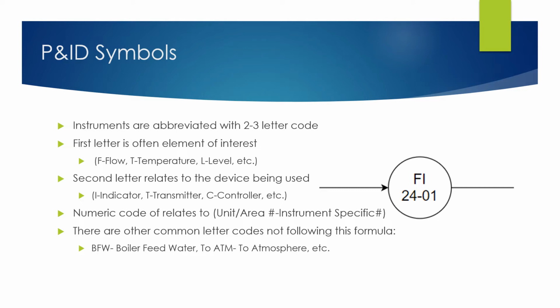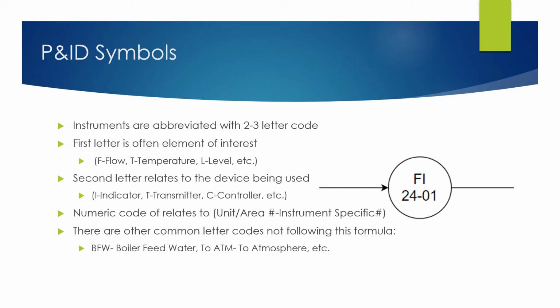And moving on to the number code, usually it's two sets of numbers with a dash in the middle. The left side is usually the unit or area, which will be specific to your plant and how everything is numbered. So it could be 24 for utilities or furnaces or something like that. Then the next set is the instrument-specific number. In that area, you'll usually have numbering on each instrument, 1 to however many there are. This gives you a code to talk about it or find more information about it. So you can see that this is flow indicator 2401.